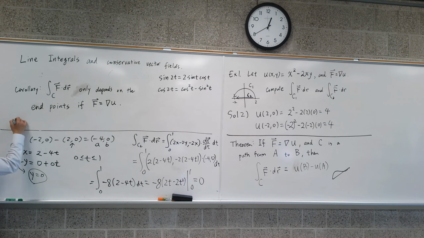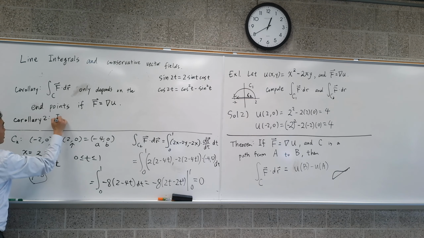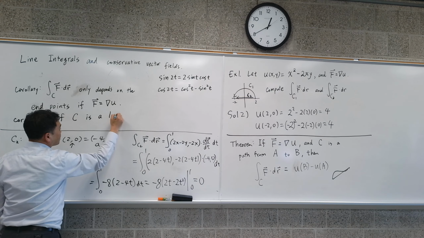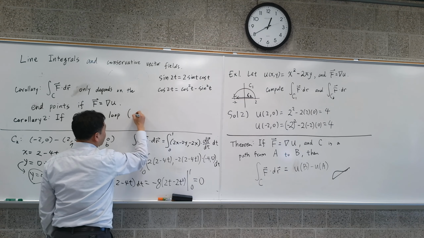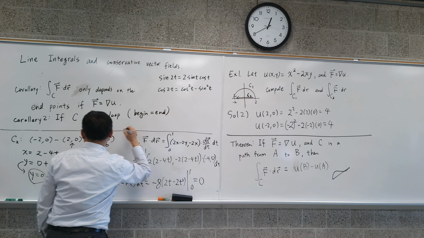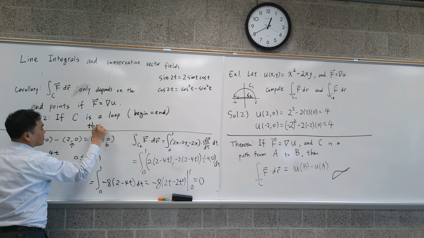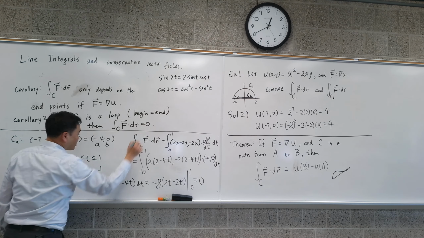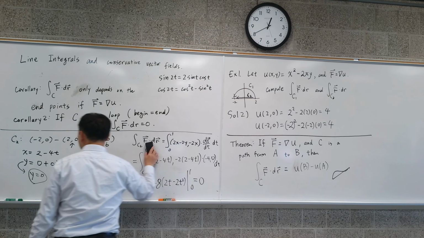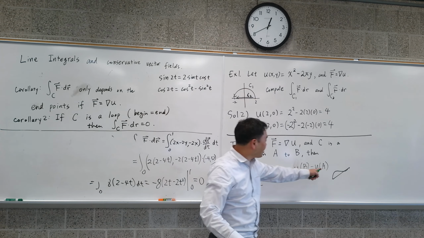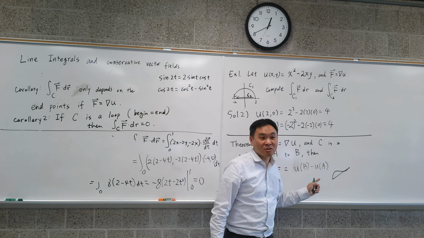Now, another way to state the same thing, if C is a loop, meaning that the beginning is the same as the end, then the integral is going to be 0. And that's clear from here. If A and B are the same, you're subtracting the same thing, so you're going to get 0. Okay?